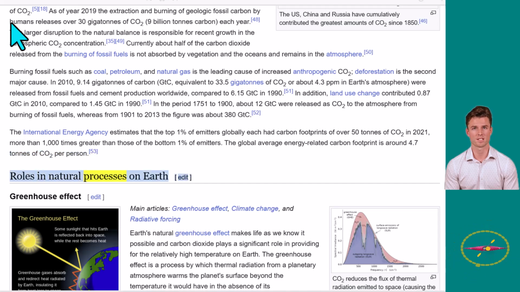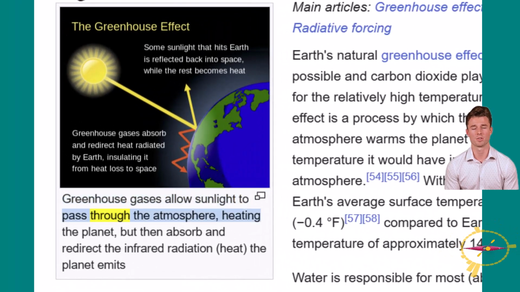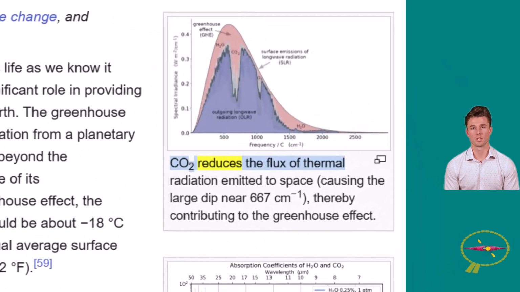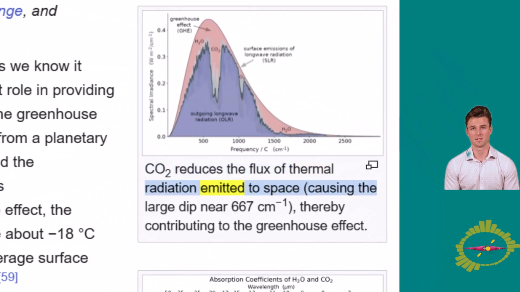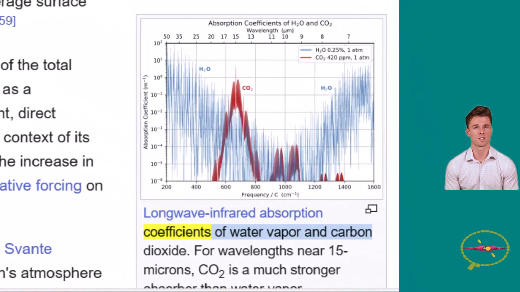Roles in natural processes on Earth. Greenhouse effect. Greenhouse gases allow sunlight to pass through the atmosphere, heating the planet, but then absorb and redirect the infrared radiation, heat, the planet emits. CO2 reduces the flux of thermal radiation emitted to space, causing the large dip near 667 cm-1, thereby contributing to the greenhouse effect. Long-wave infrared absorption coefficients of water vapor and carbon dioxide.